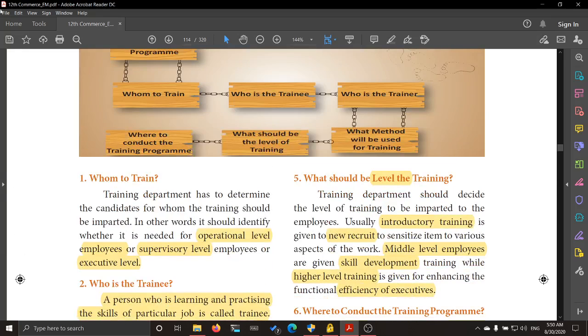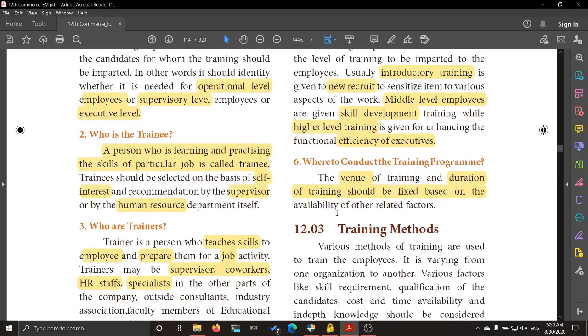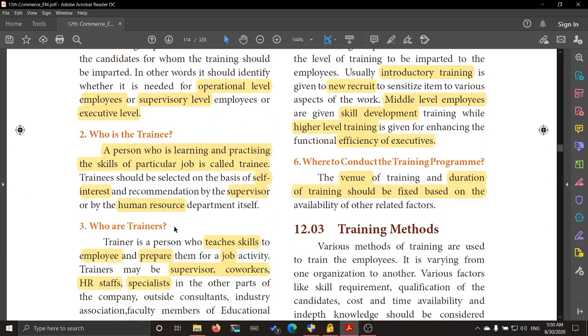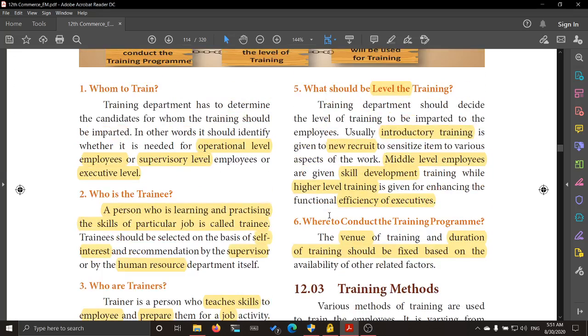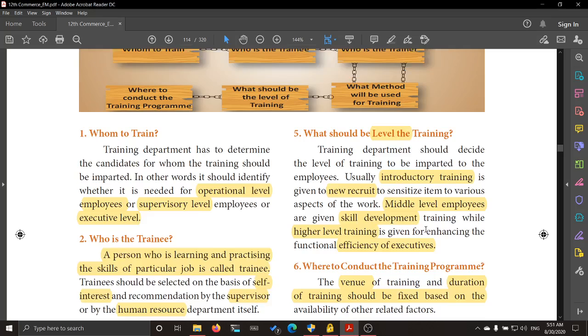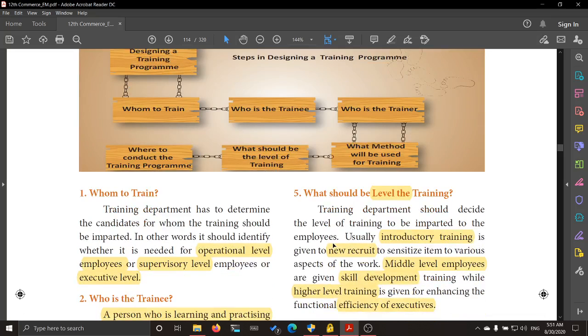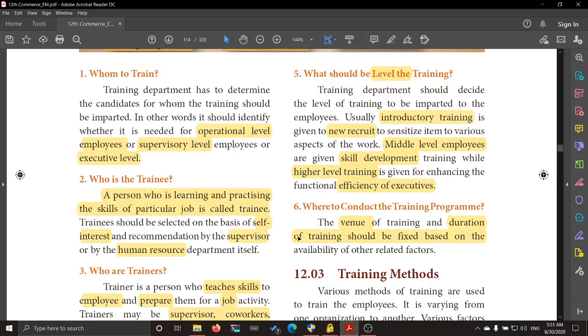Okay, so this can be a 2-mark question, and this can also be in the explanation part, a 5-mark question. So please go through it. Whom to train, who is a trainee, who are trainers, what method is used for training, what should be the level of training, and where to organize a training program. So this is what is there in the steps in designing the training program. Go through it, children. It's very simple, easy. Just remember the keywords and you can write on your own. Thank you.